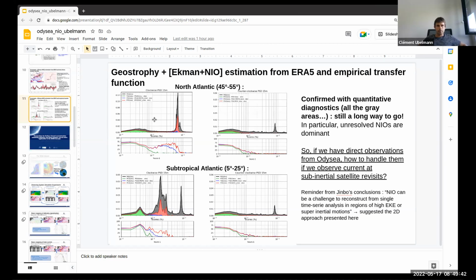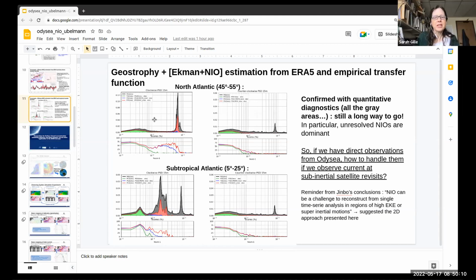Well, I'm also curious if there's any geographic variation in how much apparent skill you have. For example, are the wind products worse in the southern hemisphere than they are in the northern hemisphere? And would you see that in trying to do this analysis globally? Yeah. We've only conducted that in the North Atlantic. It would be very interesting.